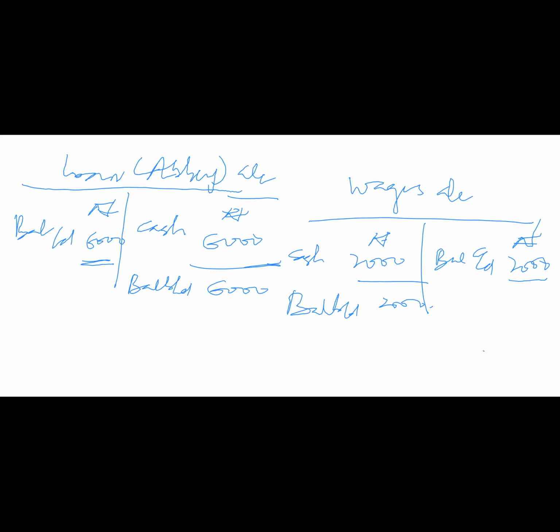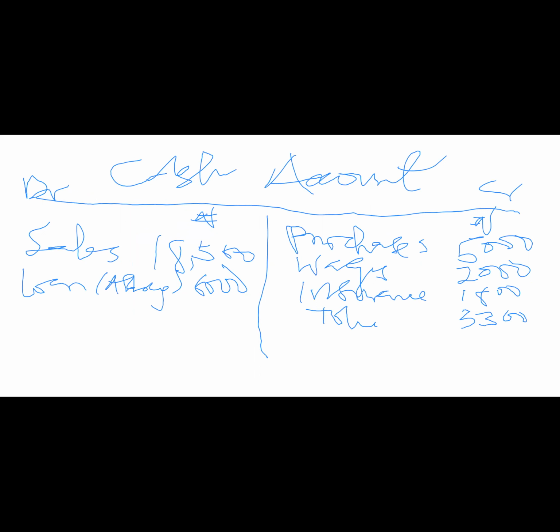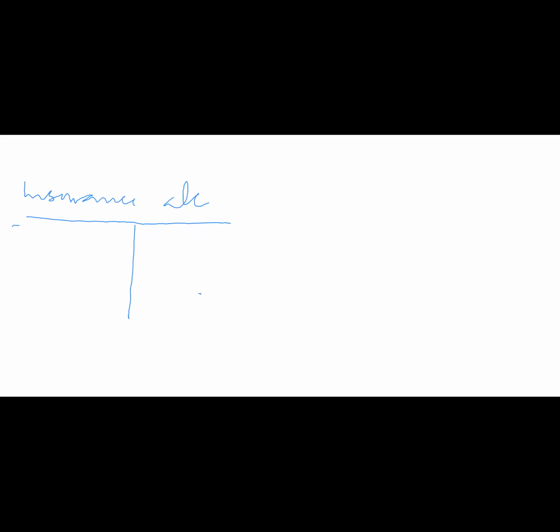What's the amount for the insurance? Insurance is 1,800 cash. So that's cash 1,800. Then you balance it, balance CD of 1,800. Like I said, for every balance CD, there must be a balance BD of 1,800.